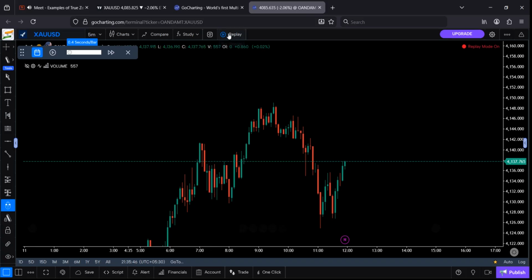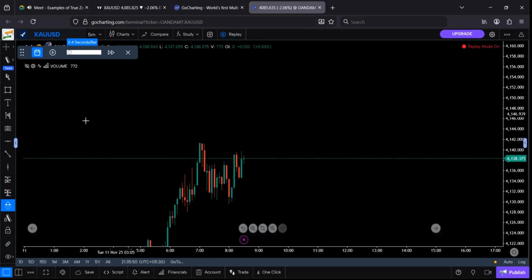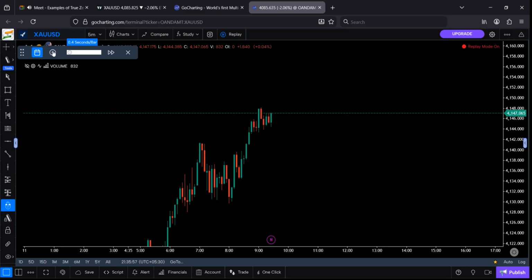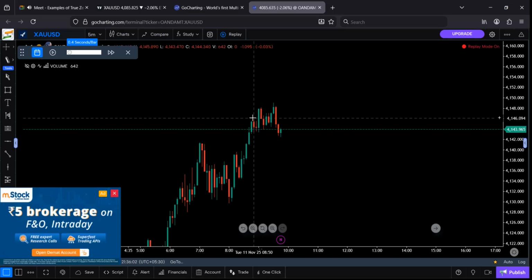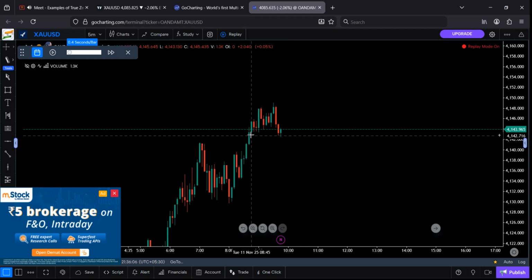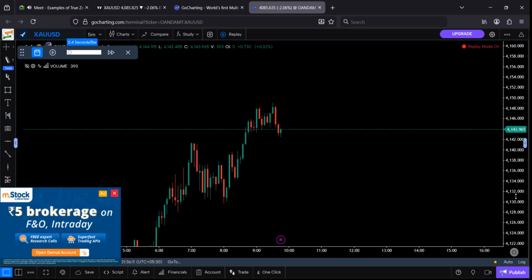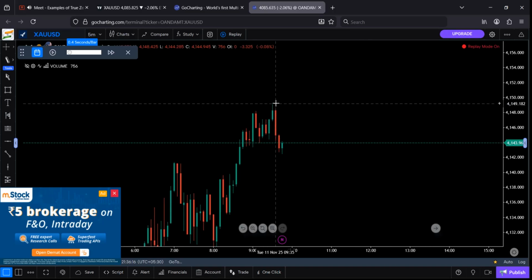Yes. If we start replay from here and then play it again, look at just here. Look at price goes up, came down, goes up, came down, and broken first time this one, right? This one, this top. Yes. Last move up, came down.